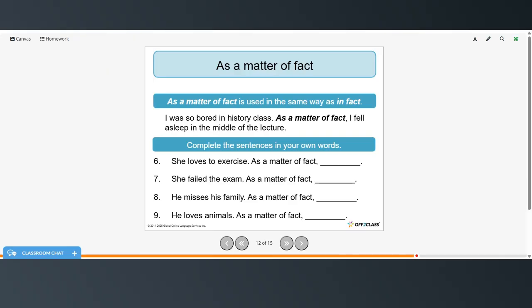As a matter of fact is used in the same way as in fact. I was so bored in history class. As a matter of fact, I fell asleep in the middle of the lecture. Again, you can complete the sentences with your own words and feel free to share your sentences in the comments.